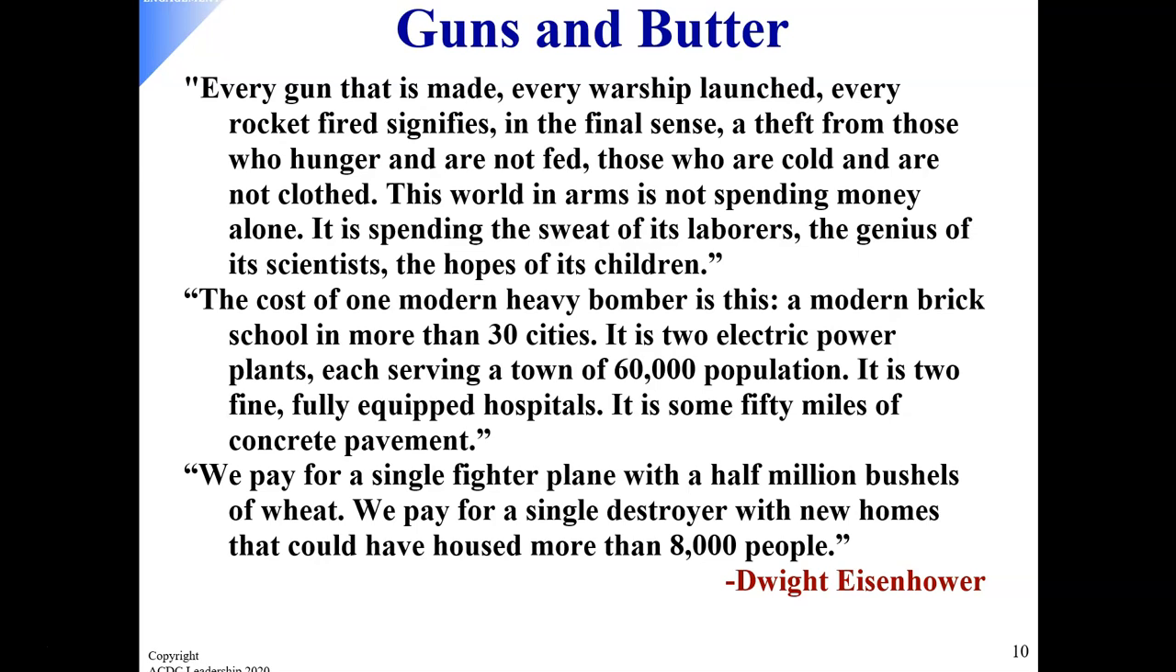It is 2 electric power plants, each serving a town of about 60,000 people. It is 2 fine, fully equipped hospitals. It is some 50 miles of concrete pavement. We pay for a single fighter plane with 500,000 bushels of wheat. We pay for a single destroyer with new homes that could have housed more than 8,000 people.